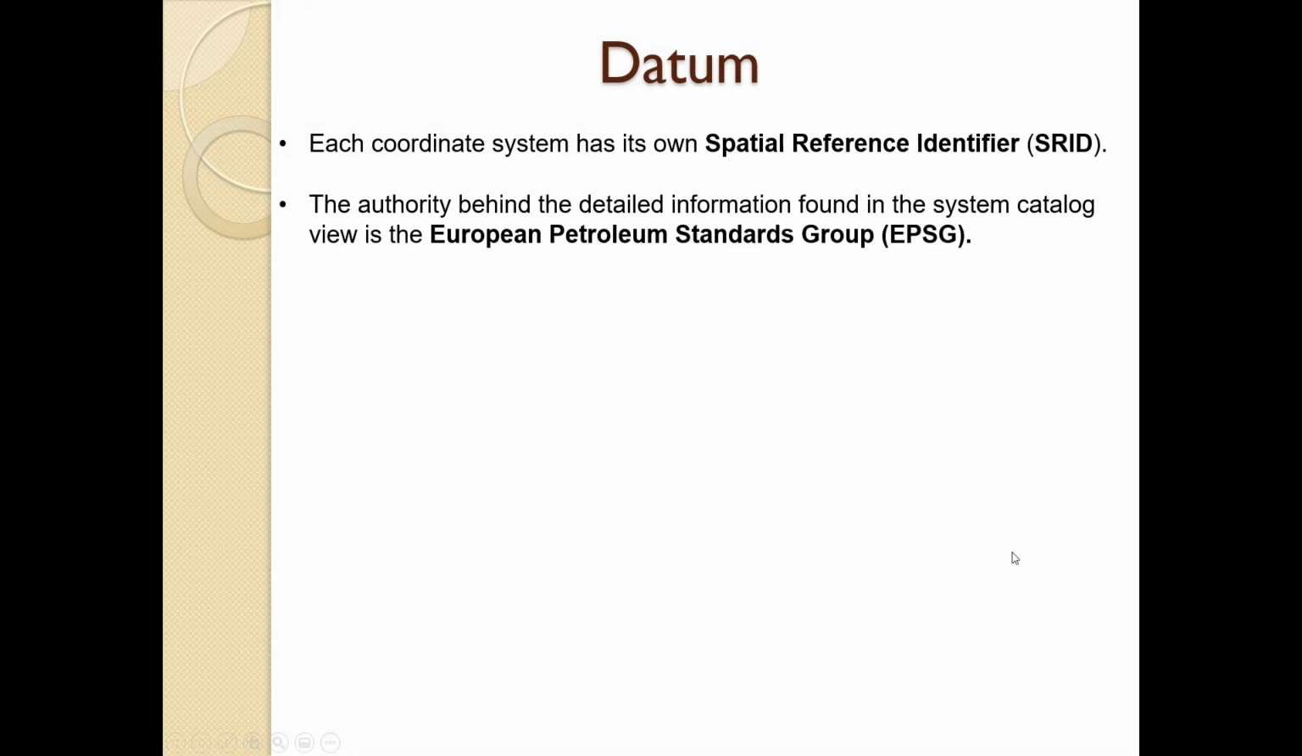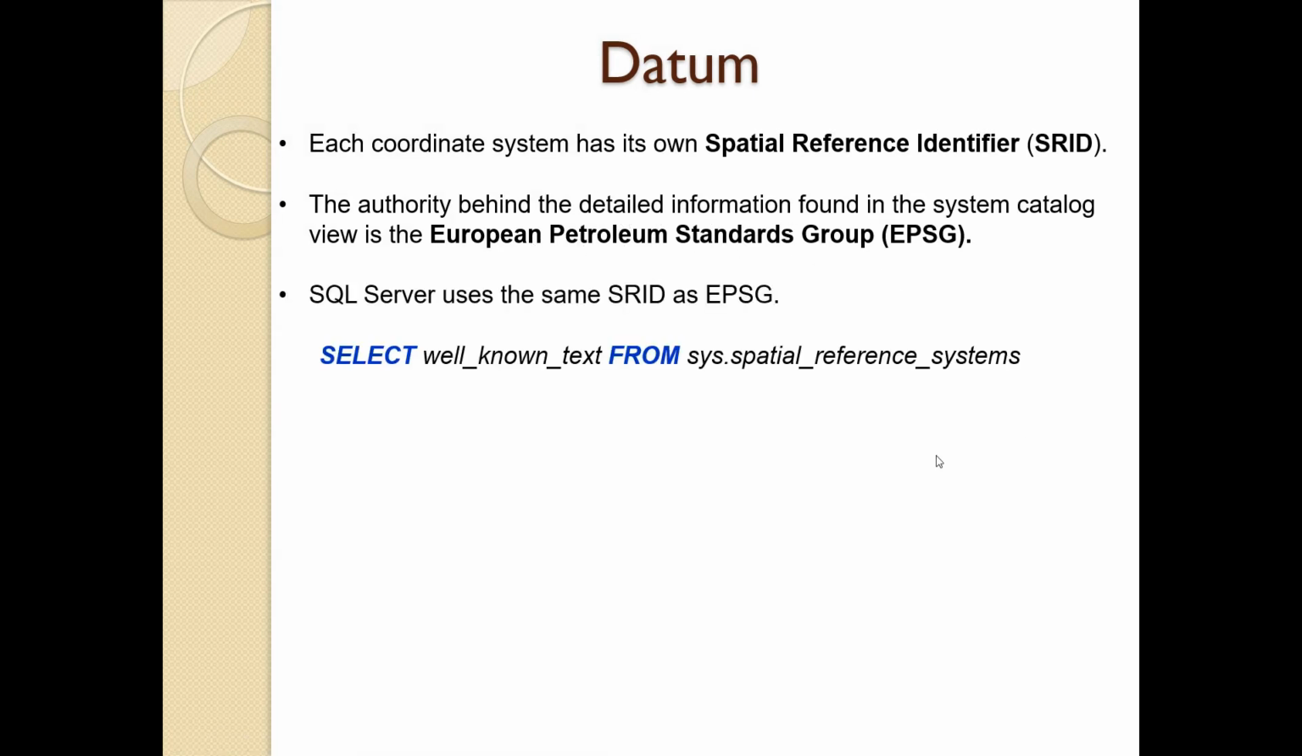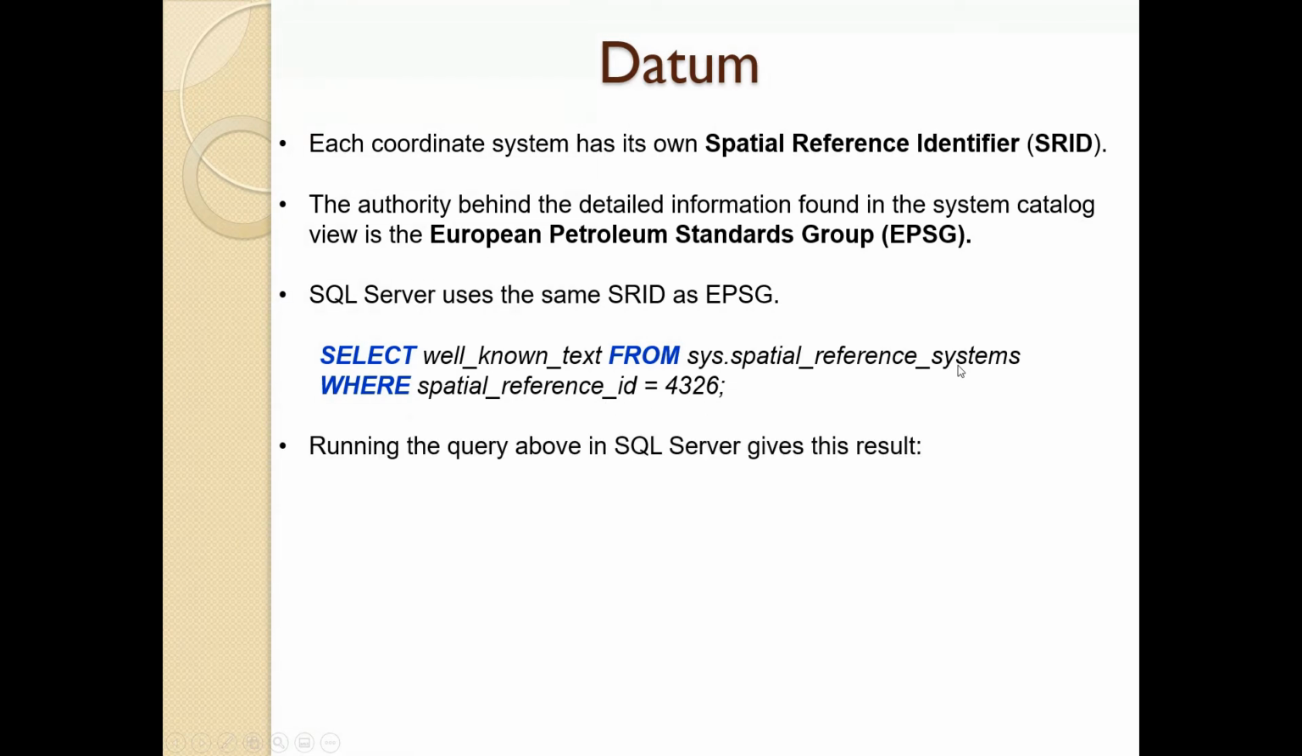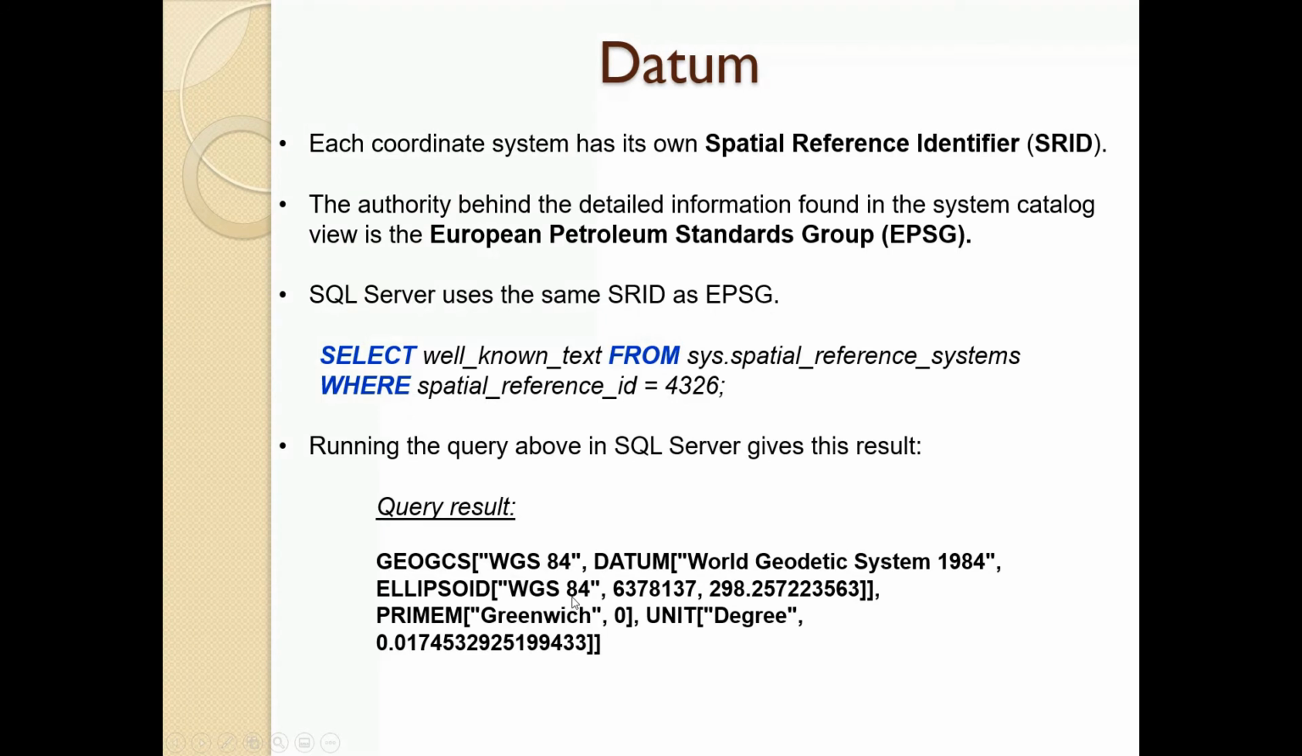So each one of these coordinate systems has its own spatial reference identifier. And the authority behind this is the European Petroleum Standards Group. So SQL Server is using the same spatial reference ID as EPSG. And you can find that obviously by querying the well-known text from the sys.spatial_reference_systems view, where the spatial reference ID is equal to 4326. And when you run that, you'll get this, which is the datum information.